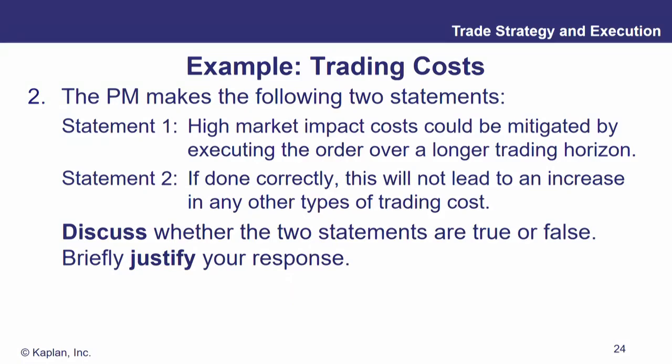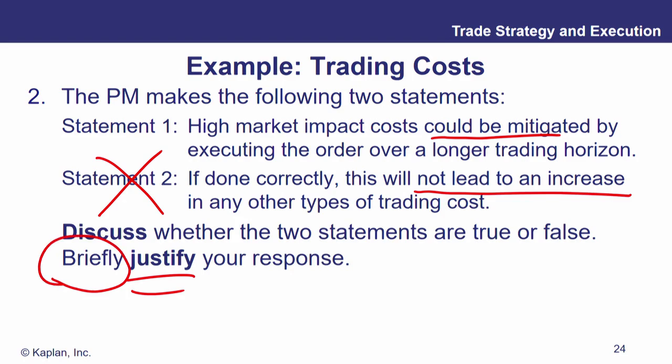So let's look at the second part of the question. The portfolio manager makes the following two statements. Statement 1, high market impact cost could be mitigated by executing the order over a longer trade horizon. Sounds reasonable to me. Statement 2, if done correctly, this will not lead to an increase in any other types of trading cost. Nope, that's not right. So the question says discuss whether the two statements are true or false, and then justify. But notice this term before, briefly, your response. It doesn't say write a 4-page book report.